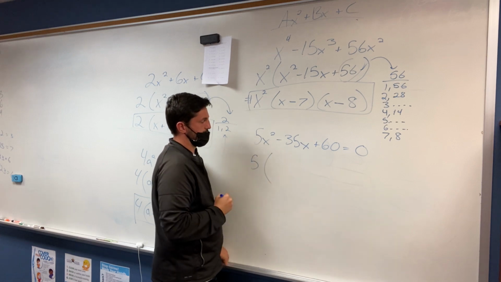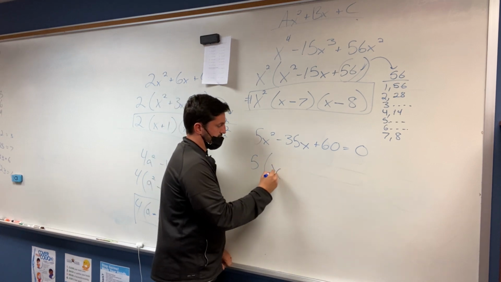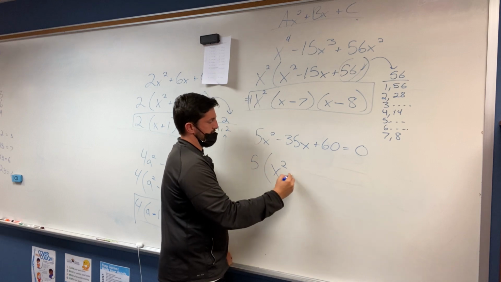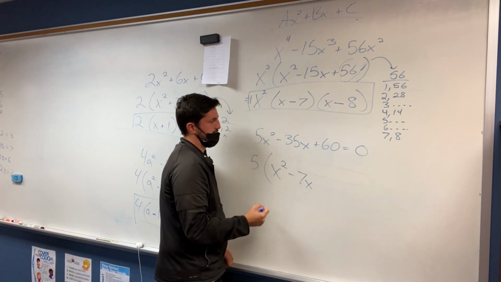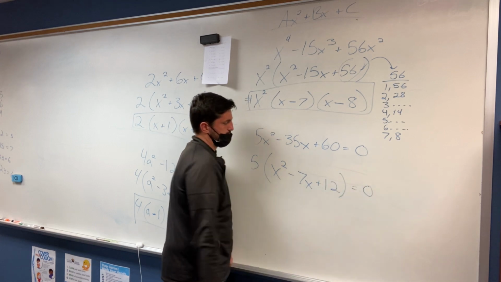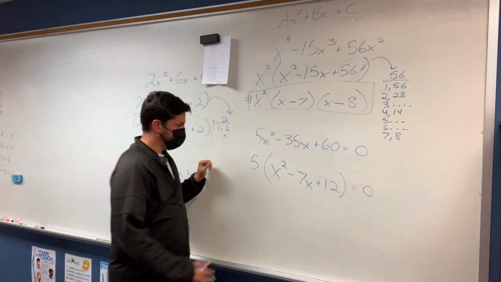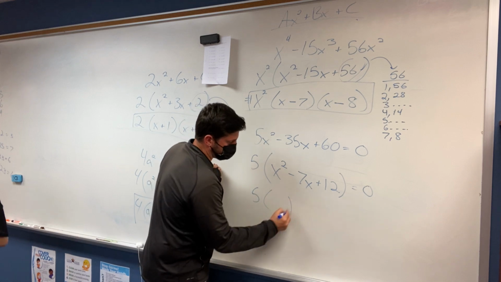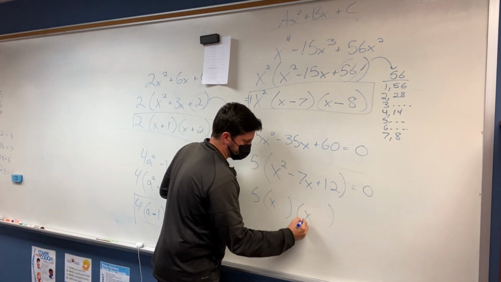5, taking it out, right? So I have x squared. 35 divided by 5 is negative 7x. 60 divided by 5 is a 12. Cool, equals 0. Okay. Factor, keep going. Factor bundles. X's and x's equals 0.